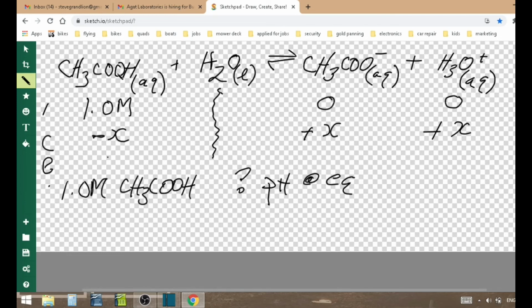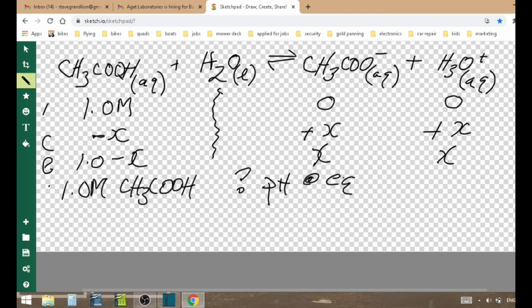So what do you have at equilibrium? Well, at equilibrium, you just add those two lines together. You have 1.0 minus X. You have X. And you have X. Well, your ice table is done.